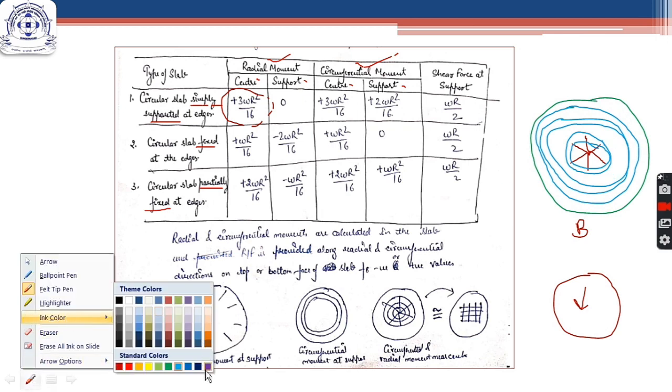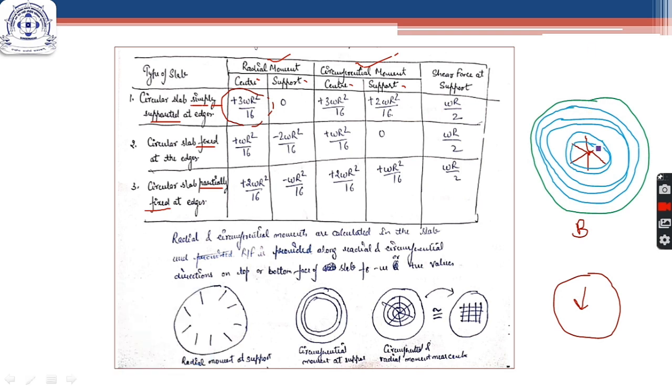Another thing which I want to tell you here is, practically, as you can see here, the moments at center are very large because we have circumferential moment also and we have radial moment also. So there will be quite a congestion here, as there will be radial reinforcement as well as circumferential reinforcement at the center. So this can be changed to such square mesh. The purpose is same, we are just changing the shape of the reinforcement. Instead of radial and circumferential reinforcement at center, we provide a square mesh like this. Okay, so I hope you understand it.